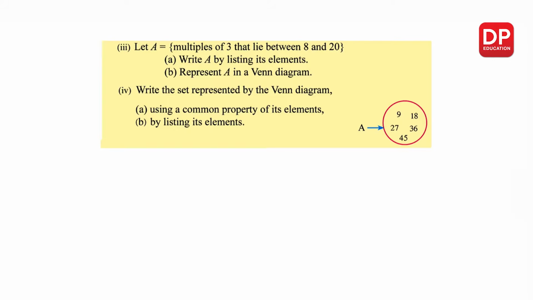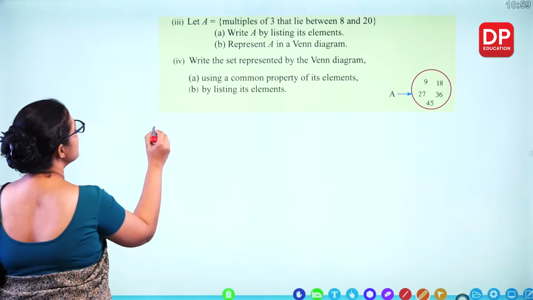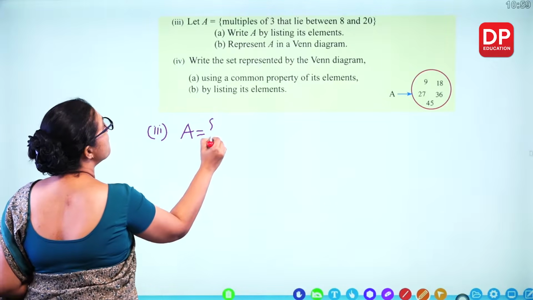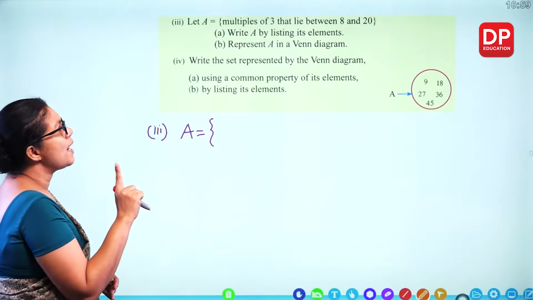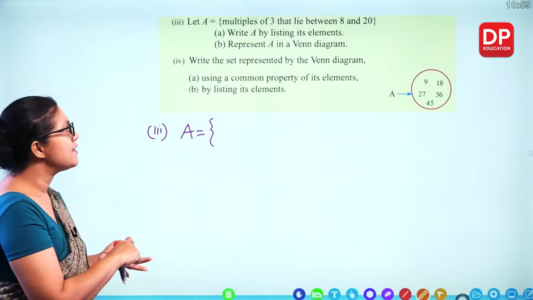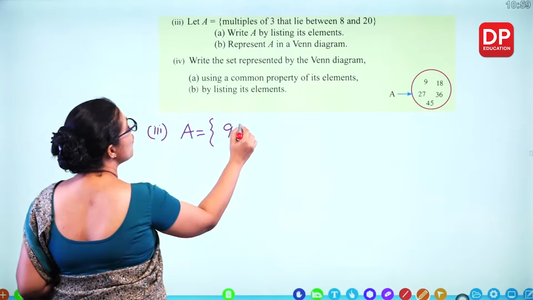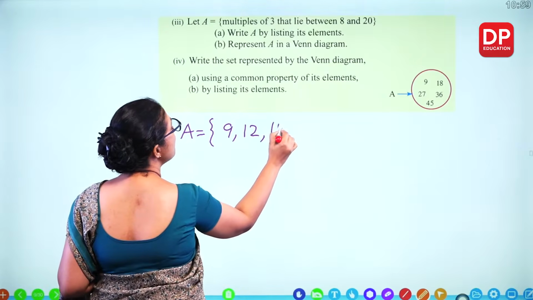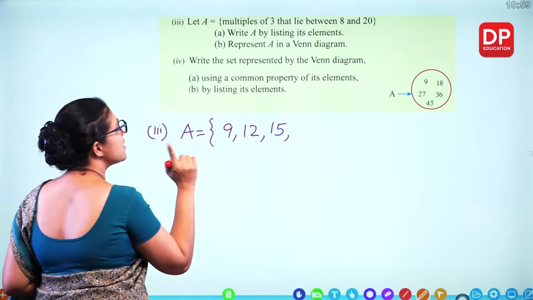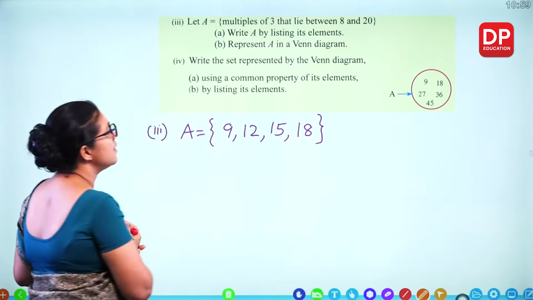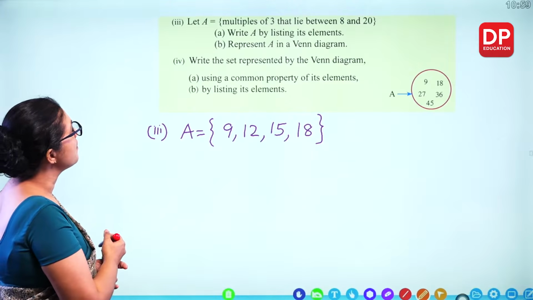A is multiples of 3 that lie between 8 and 20. Write A by listing its elements. How can we write A? Multiples of 3 that lie between 8 and 20. So 3, 6 you can't take. 9, 3 times 4, 12. 3 times 5, 15. 3 times 6, 18. 21 you can't. So that's 9, 12, 15, 18.